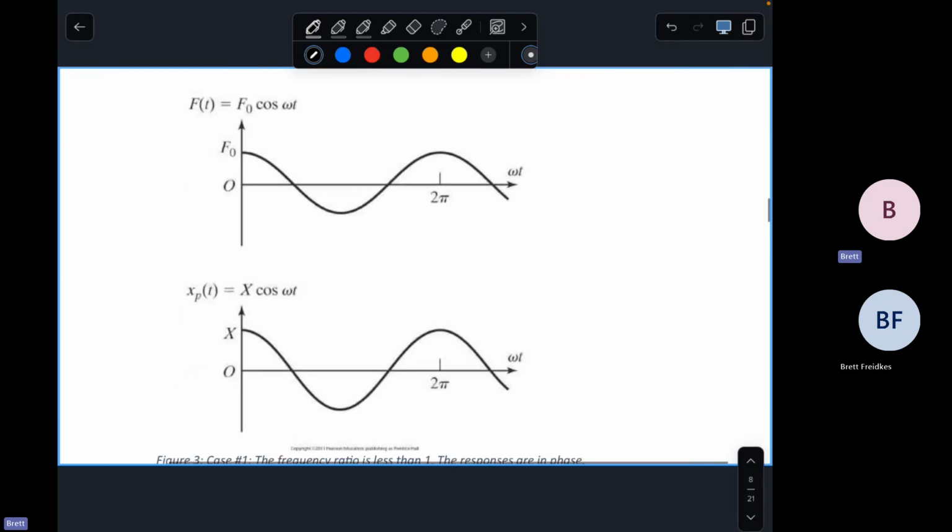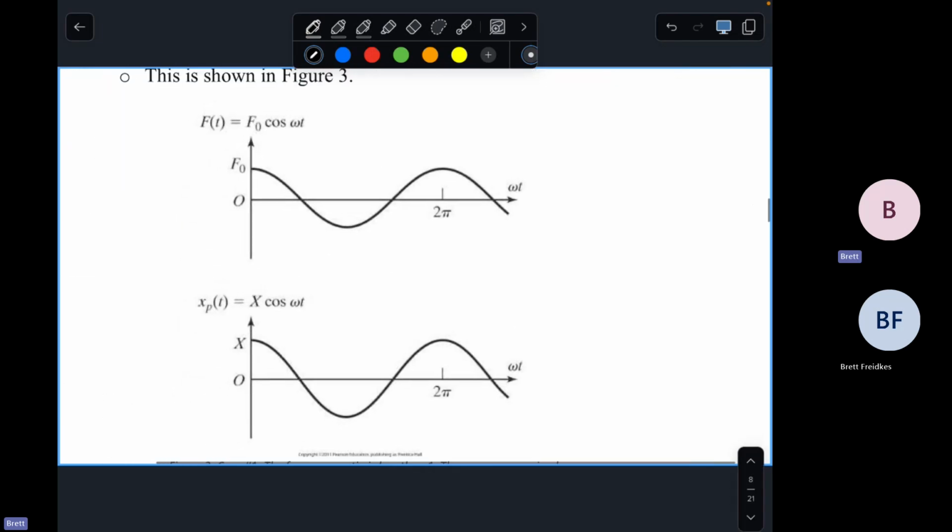And we see that here. Here's an example showing that, where they're both going up and down at the same rate, but their amplitudes are different because the force and the x are not going to be the same at a non-zero frequency. It always depends on the static deflection. But we see that they're in phase. Yes.